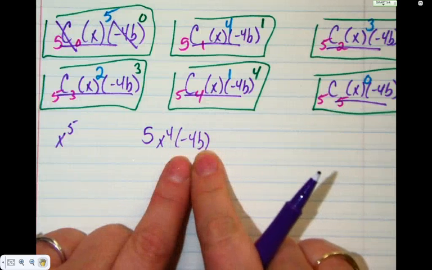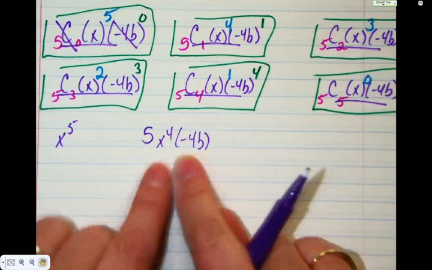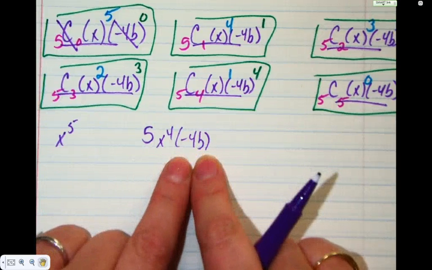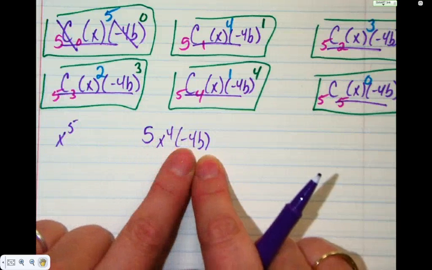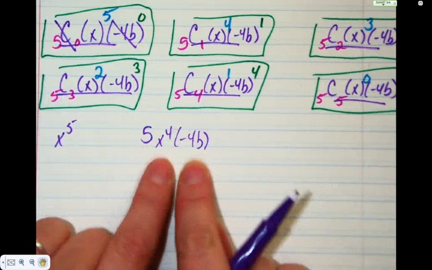Why do I need the brackets there? Because it's multiplication, and if I were to drop those brackets, what I've said is 5x to the 4 minus 4b, which is a binomial. So just keep the brackets around everything when it's negative.